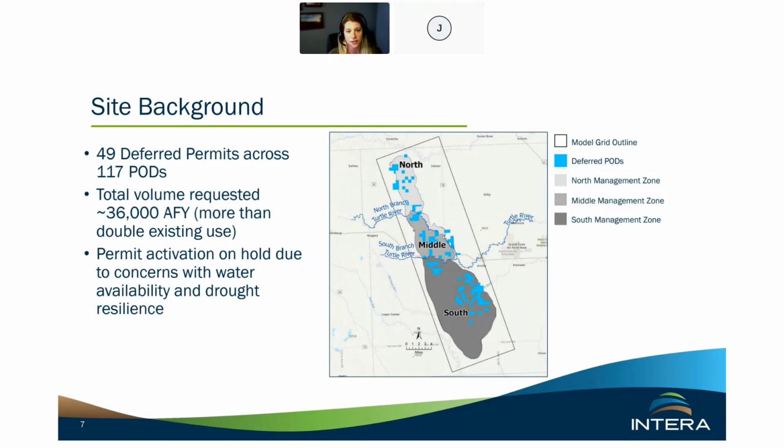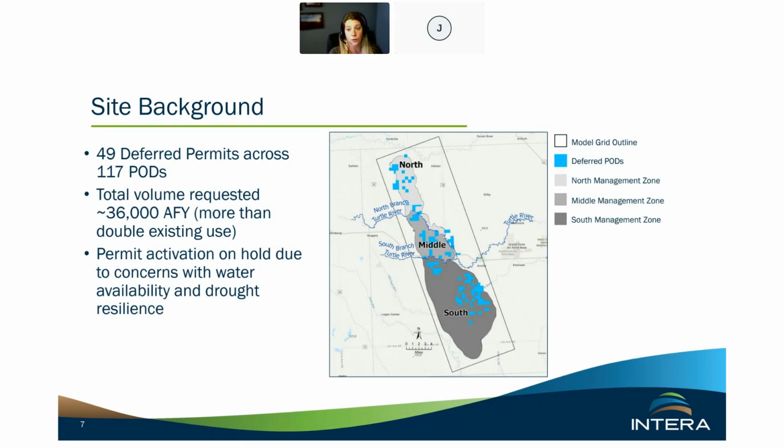I'm also showing the management zones for this aquifer, so how deferred permits are managed by zone. These are split up by the north and the south branch of the Turtle River, assumed to be hydraulically independent from one another. And the idea being that permits are handled as they come in, prioritized by date. And so for each one of these zones, they can be managed independently. So if a new permit request comes in the south zone, it doesn't necessarily have to wait for an approval in the middle management zone because it can be handled separately.